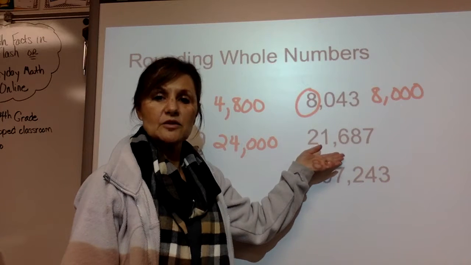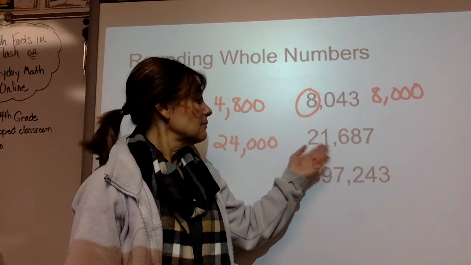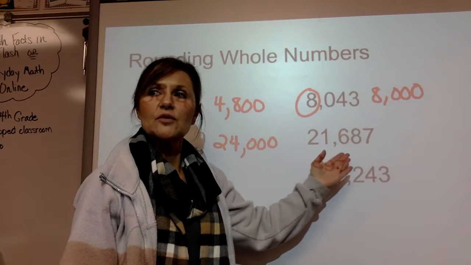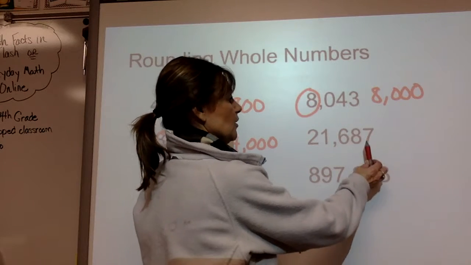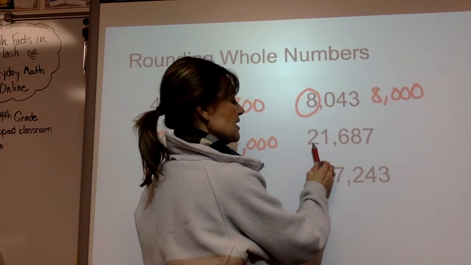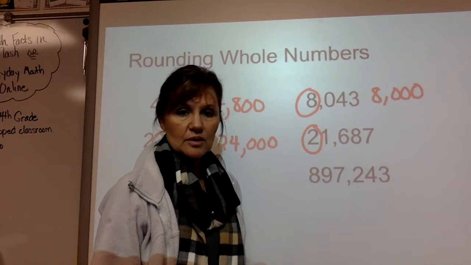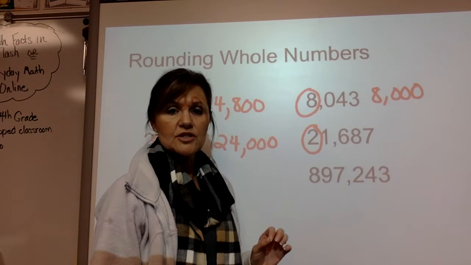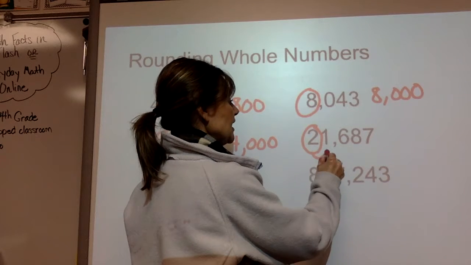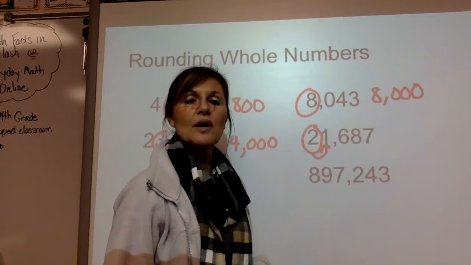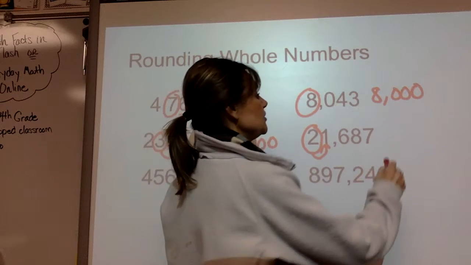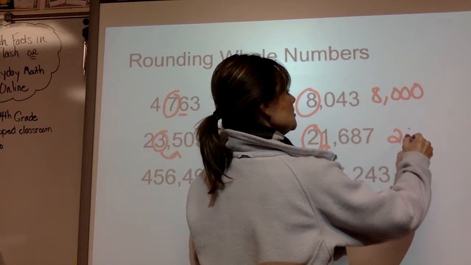Let's try rounding to the nearest 10,000. Our number is 21,687. Ones, tens, hundreds, thousands, 10,000s. I know I'm going to have to keep my 2 or change it up to a 3. Looking at its neighbor, it's only a 1, so I know I'm going to have to keep my 2. So my new number is going to be 20,000.